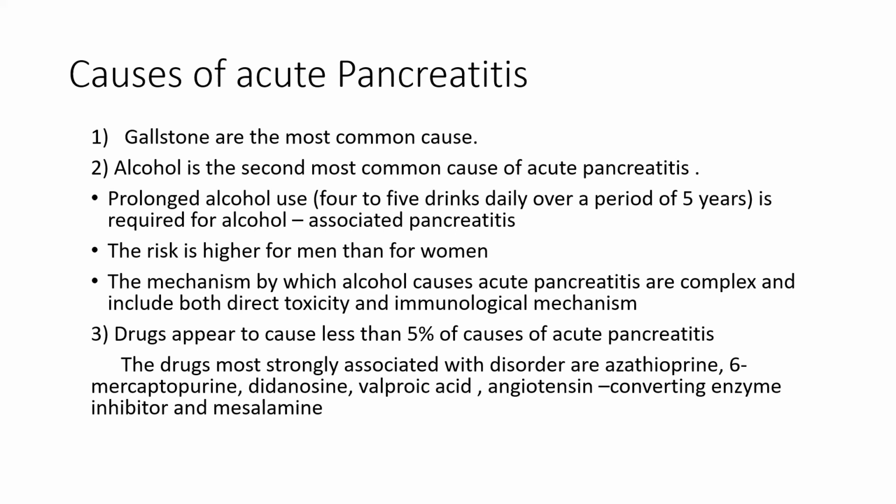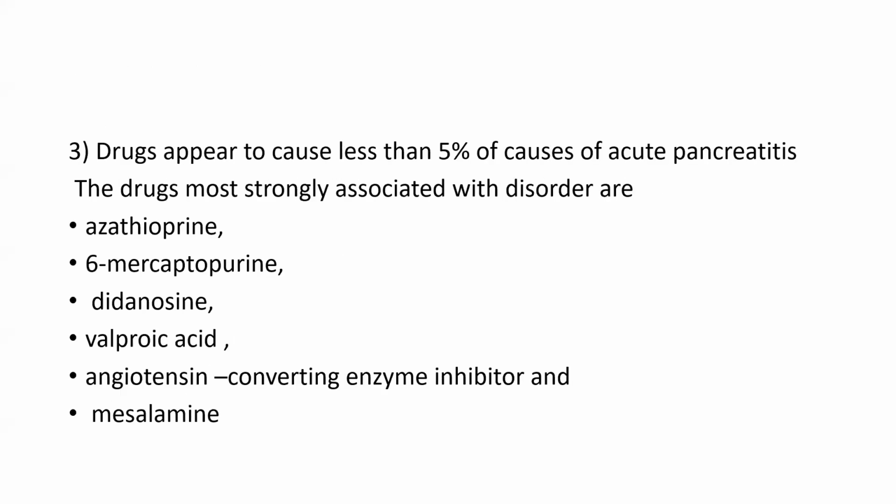Prolonged alcohol use, that is 4 to 5 drinks daily over a period of 5 years, is required for alcohol-associated pancreatitis. The risk is higher for men than for women. The mechanisms by which alcohol causes acute pancreatitis are complex, and include both direct toxicity and immunological mechanisms. Drugs appear to cause less than 5% of cases of acute pancreatitis, and the drugs strongly associated with the disorder are azathioprine, 6-mercaptopurine, didanosine, valproic acid, angiotensin converting enzyme inhibitors, and mesalamine.